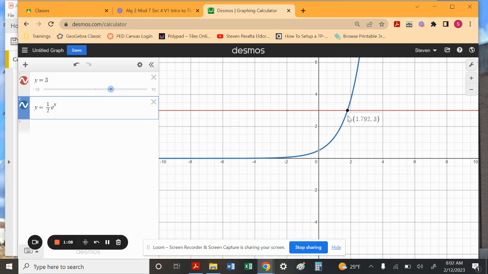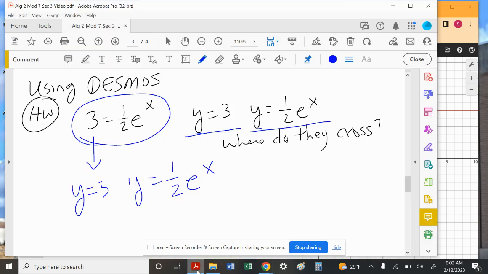And I can, of course, click on that, and I can see, remember that we are looking for the x value. So, of course, we have an x value here. That's what we're looking for. Our x value is 1.792. So we'd come up here and we would say x equals 1.792. Eventually, we're going to see how to do this by hand.